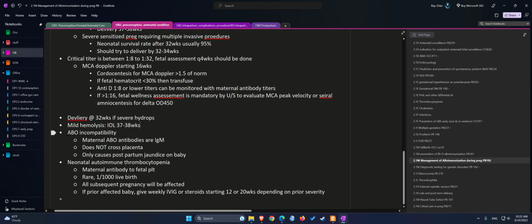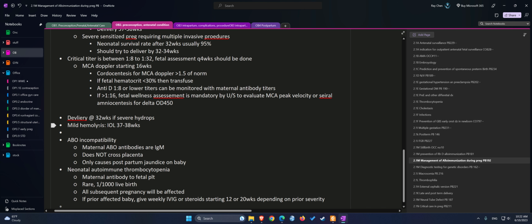ABO incompatibility is something different. The maternal ABO antibodies are IgMs and they do not cross the placenta. They will only cause postpartum jaundice in the baby.